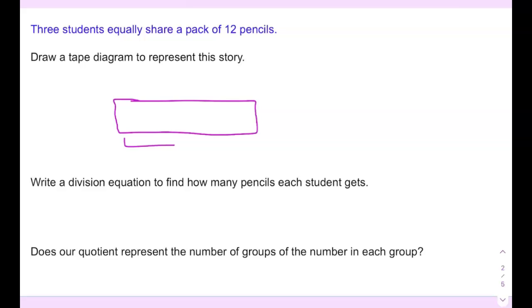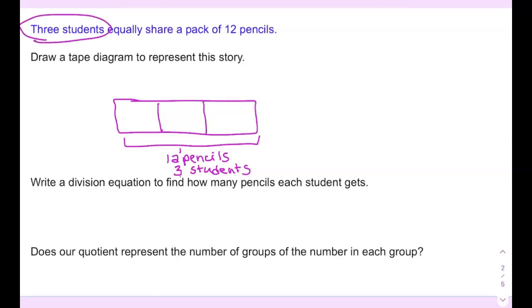So we know that our total is 12 pencils. And we know that we have 3 students. So I'm going to divide my tape diagram into 3 parts because I know that I have 3 students. So this is what we don't know right here. Okay? We do not know how many pencils each kid gets. So let's write a division equation right down here to find how many pencils each student gets.